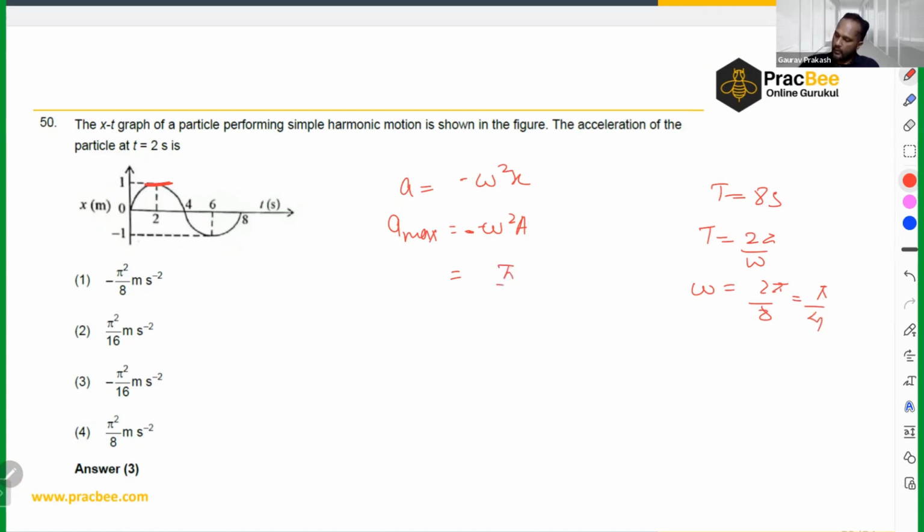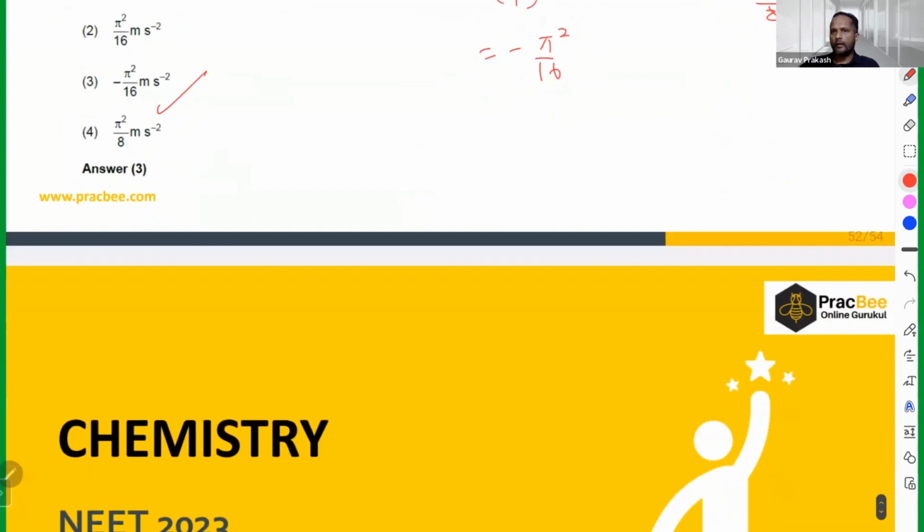So we have pi by 4 whole square, and the amplitude is 1 meter. So this is like minus pi square upon 16. Third is the correct answer. So a pretty easy question, but represented through a graph.